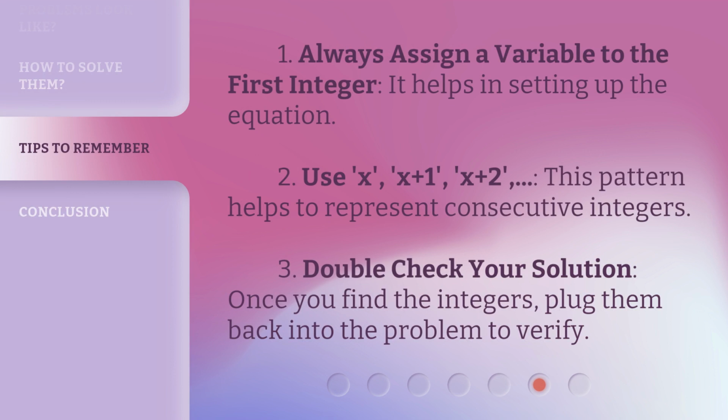1. Always assign a variable to the first integer. It helps in setting up the equation. 2. Use x plus 1, x plus 2. This pattern helps to represent consecutive integers. 3. Double-check your solution. Once you find the integers, plug them back into the problem to verify.